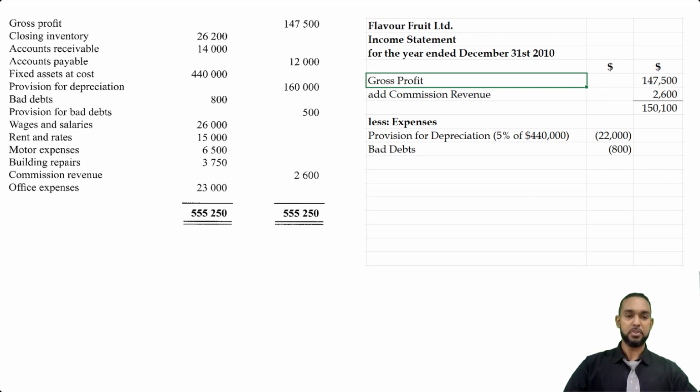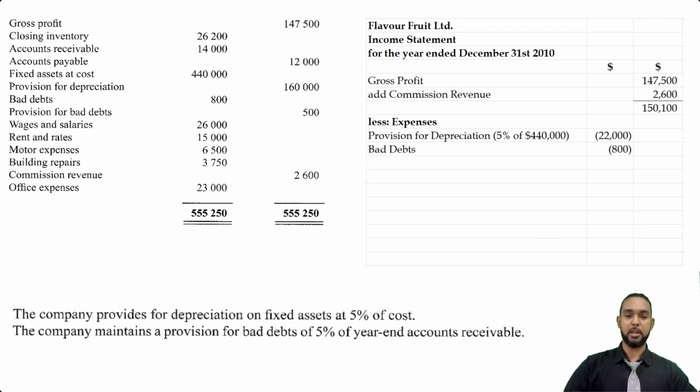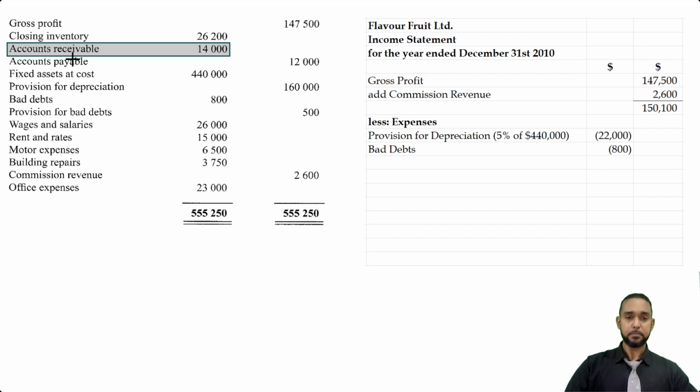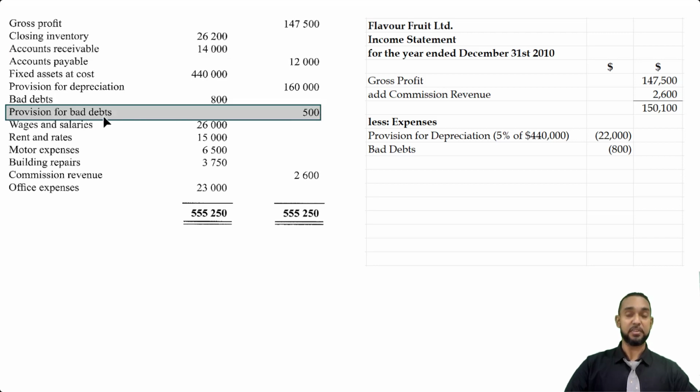Let's check it out. So the additional information gave us this note here that said the company maintains a provision for bad debts of 5% of year-end accounts receivable. The accounts receivable at the year end is currently $14,000, 5% of which is $700. So the provision has to increase from the current value of $500 to $700. That's an increase of $200. And it is the increase in the provision that goes in the expense section in the income statement. You'll see it here, provision for bad debts: 5% of the $14,000 minus the $500. That's how we get the change in the provision.